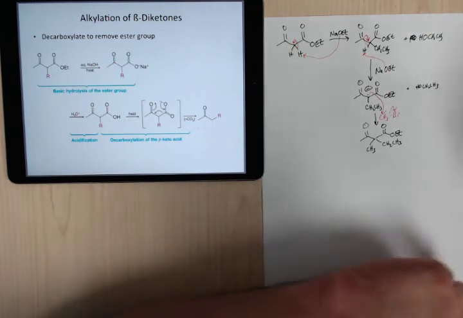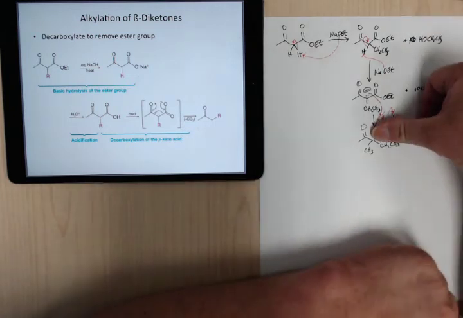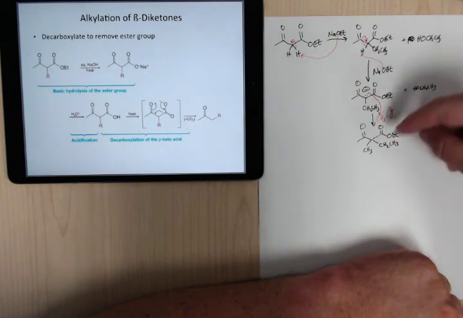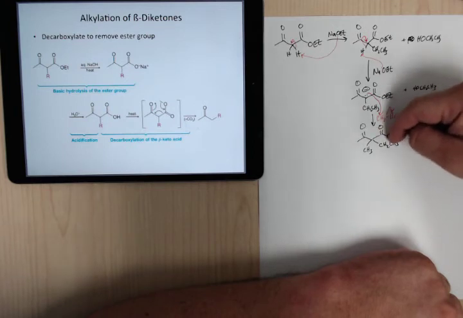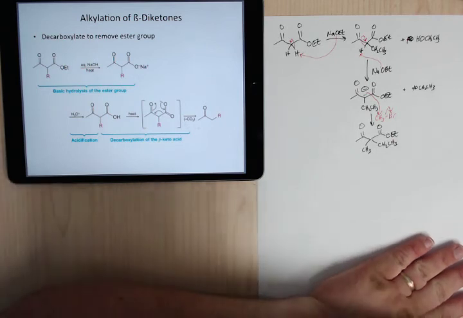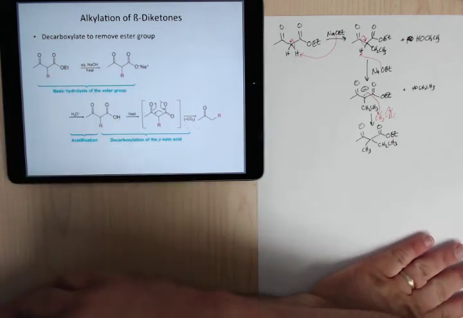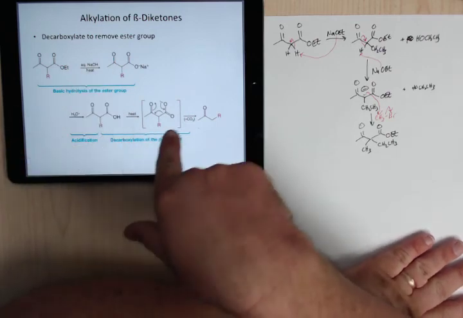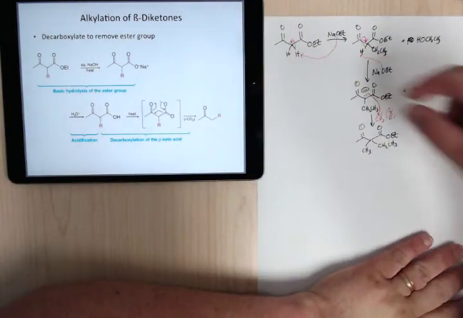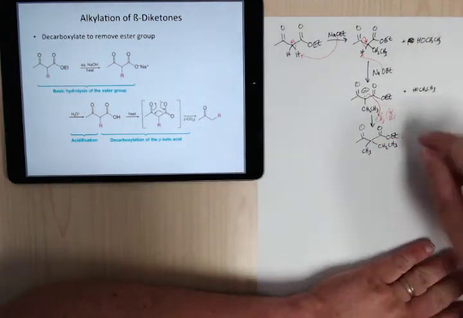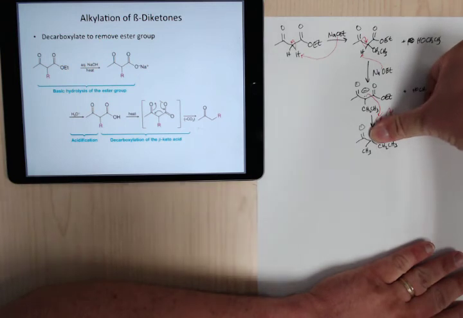Now, what we can do is we can actually get rid of the ester group here. Okay, and what we end up doing is we throw in sodium hydroxide. That makes it into a carboxylate. Okay, you acidify it to turn it into carboxylic acid, and then you heat the snot out of it. And what happens is that this goes away as CO2, and so what you end up with is just the methyl ketone.